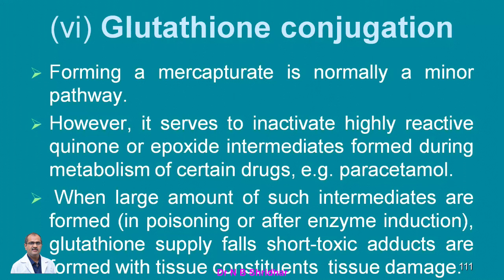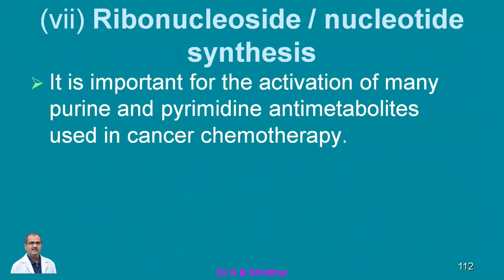Then large amounts of such intermediates are formed, like epoxides and quinones, in poisoning after enzyme induction. Glutathione supply falls short. Toxic adducts are formed with the tissue constituents and they will damage the tissue. So when large amounts of these quinone and epoxide intermediates are formed, they cause toxicity when the enzyme cannot handle them. Whenever there is toxicity, such a reaction, glutathione conjugation, occurs.